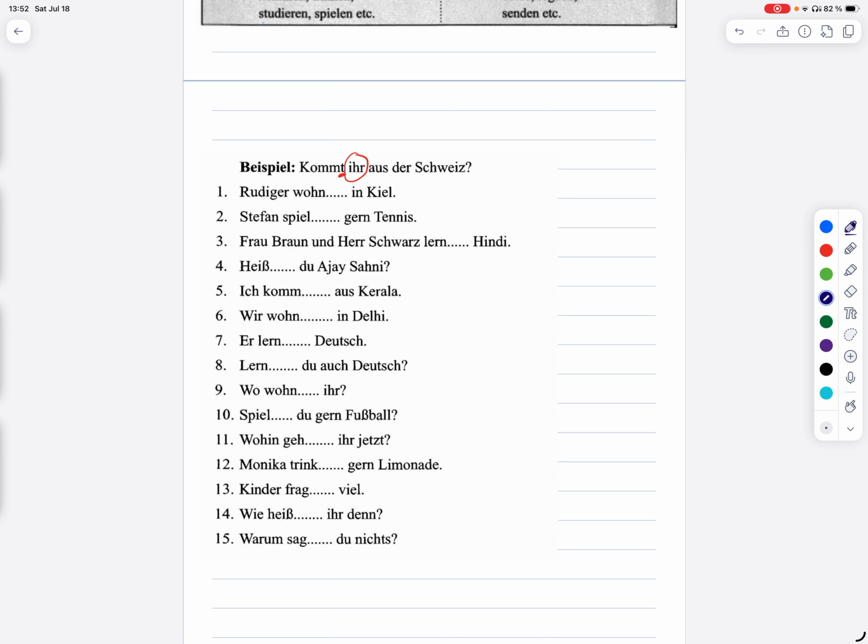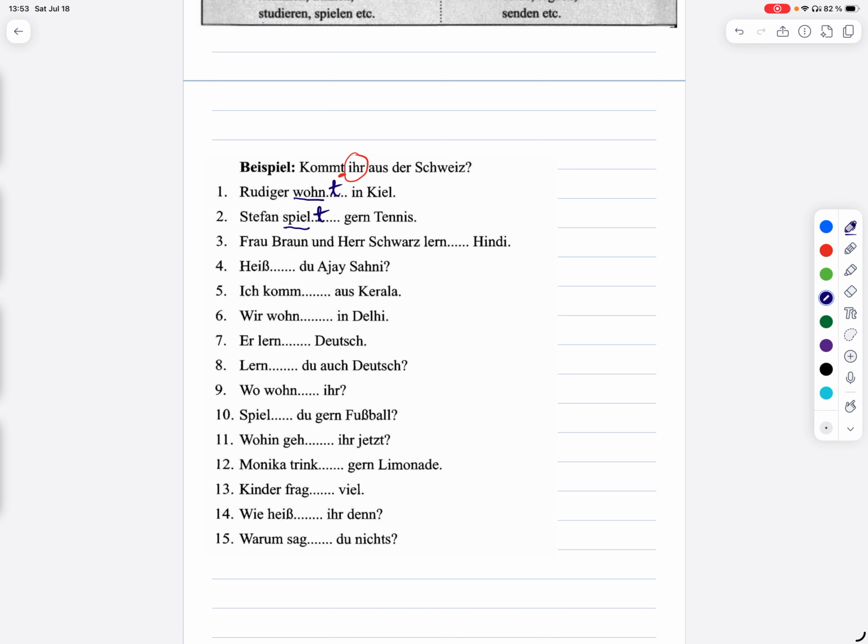So let's do it. Rudiger wohn in Kiel. So wohn is the stem form. What is the ending? Rudiger, we are talking about him: er, er wohnt in Kiel. So it will be a t ending, wohnt. Stefan spielt gern Tennis. Stem form spiel from spielen, and then we will do Stefan. He likes to play tennis. Stefan spielt gern Tennis, right?